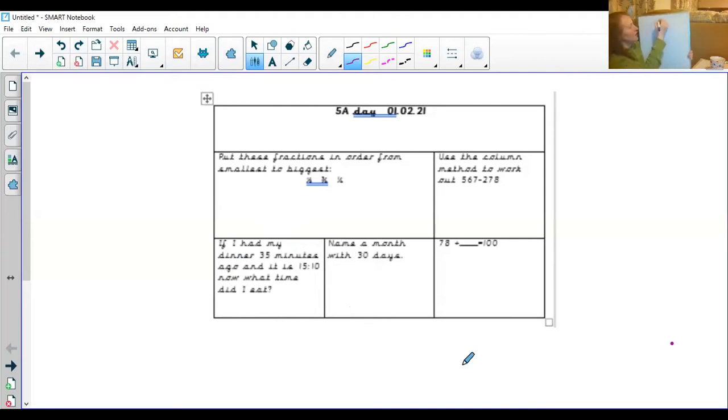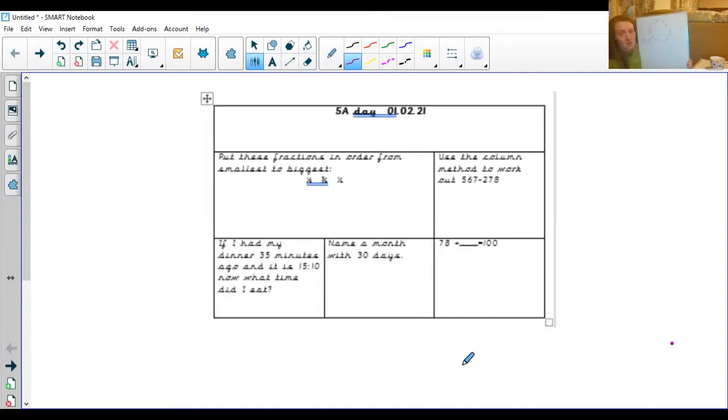So I'm going to draw a clock here. 12, 1, 2, 3, 4, 5, 6, 7, 8, 9. Oh, 9 should be here. 9, 10, 11. There's my clock. I've done it really quickly. Now, 15:10 is the digital time, and we didn't cover this when we covered time. We're going to come back to time to cover the 24-hour clock.